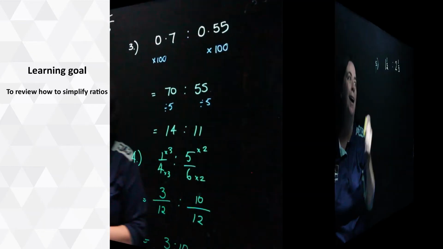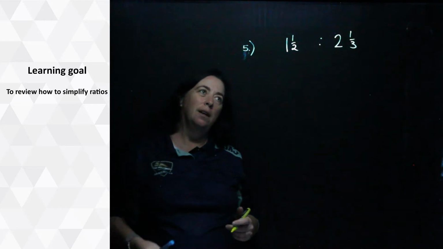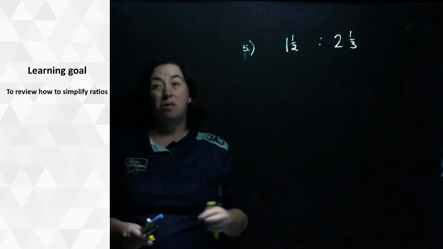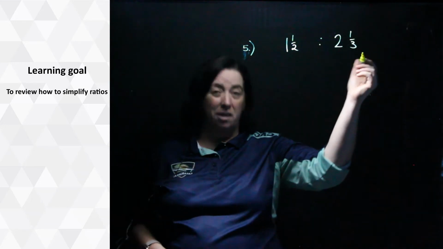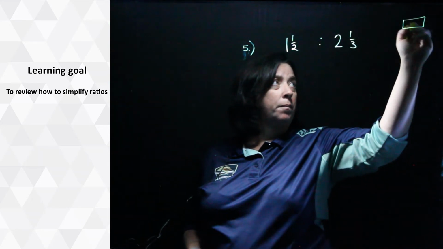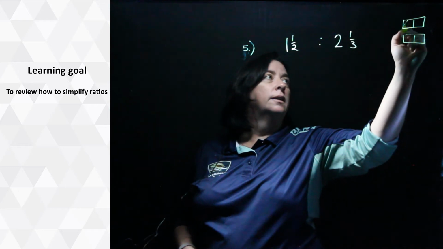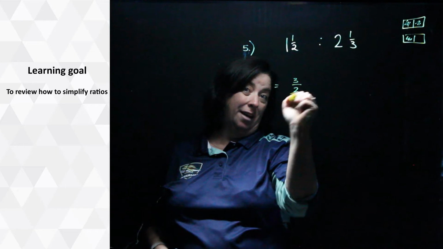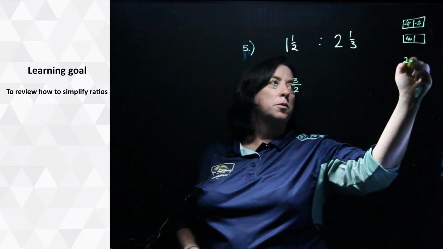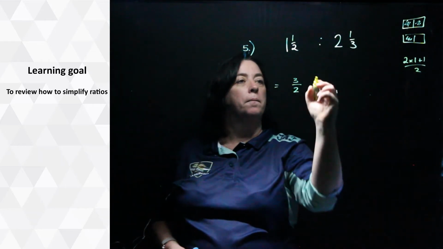Let's have a look. Okay, last example. 1.5 is to 2 1/3. So you need to change these mixed numbers to improper fractions. So you can do it a couple of ways. You can draw a diagram. There's 1 whole, there's a half. I get 3 halves. Or you can go 2 times 1 plus 1 over 2.